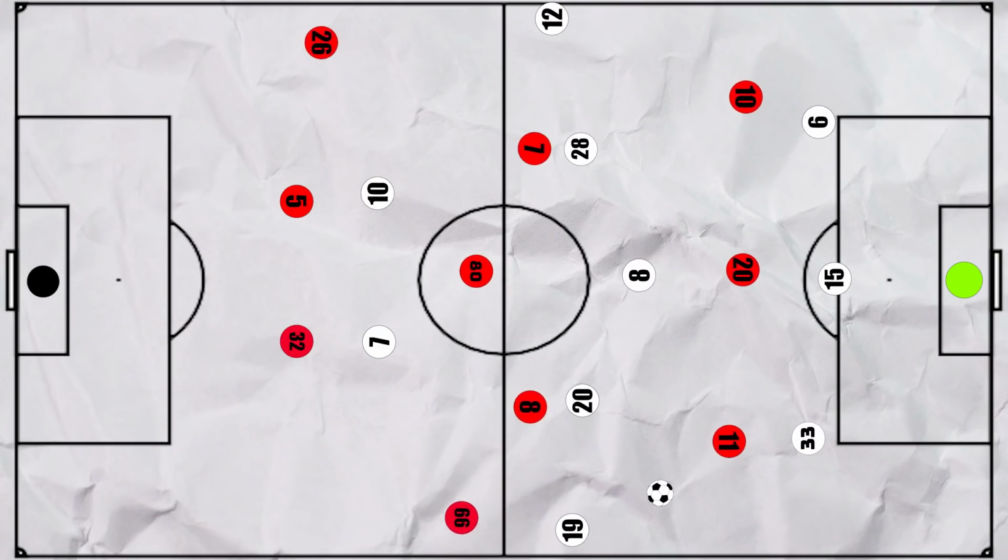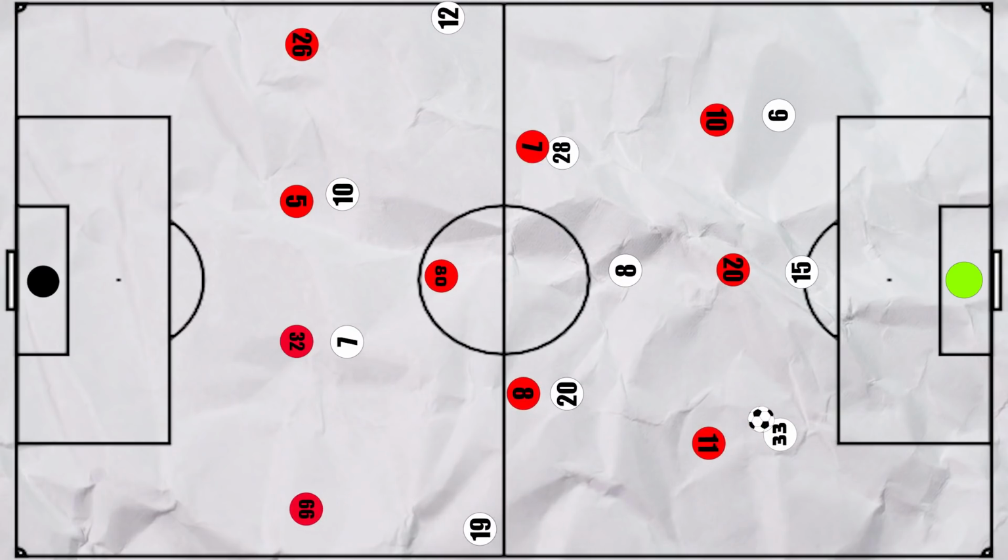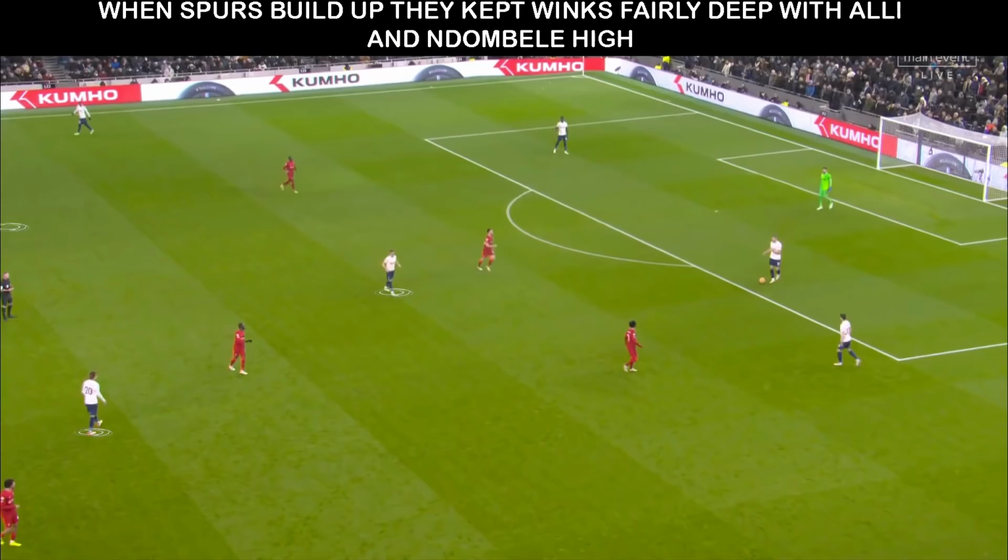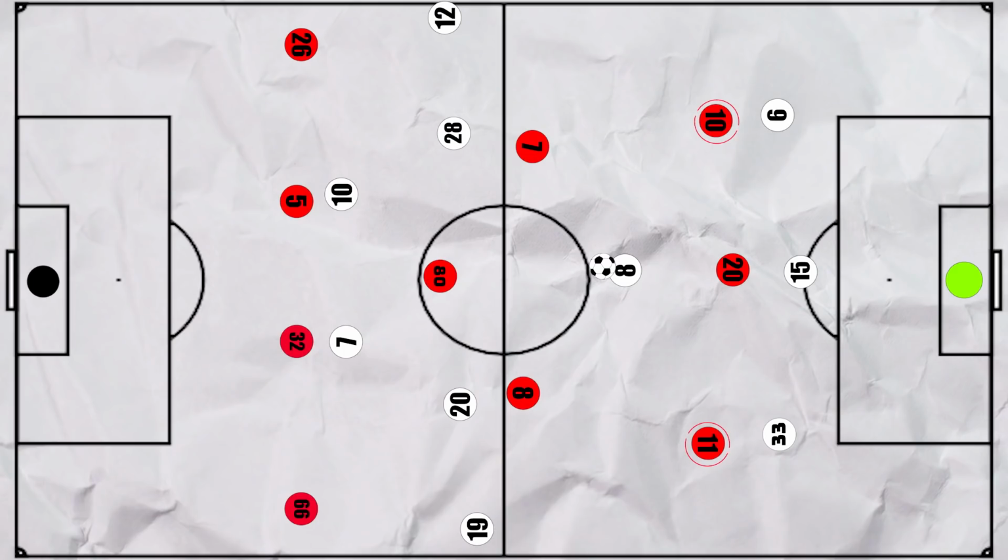And higher up, the role of these free 8s was interesting. Winks generally operated as a single pivot, with Ali and Ndombele much higher. And this was because with the Liverpool wingers high, they were defending with a flat 4, so both or one of the free 8s moving high meant that the fullbacks often had a 2 versus 1. So Ali in particular could look to make runs into the half space to get on the end of the long ball, leading to good chances.